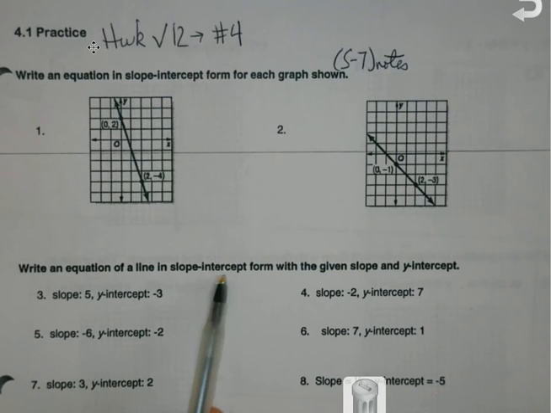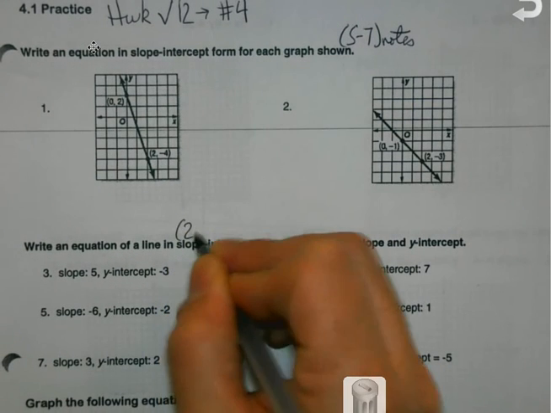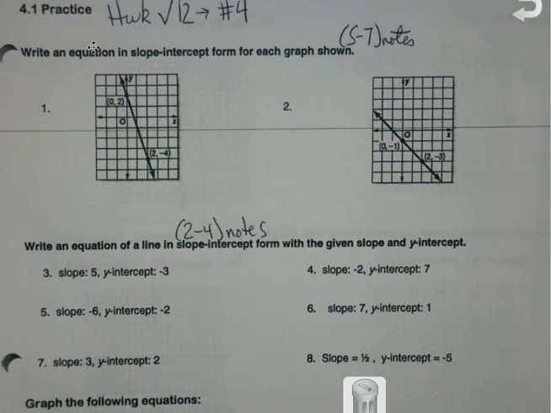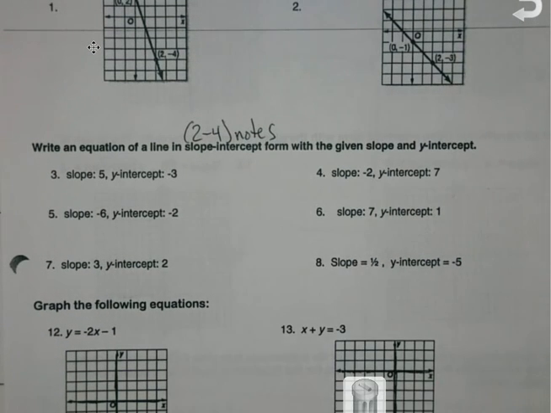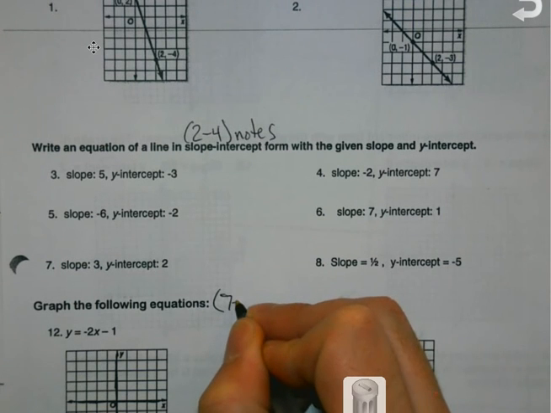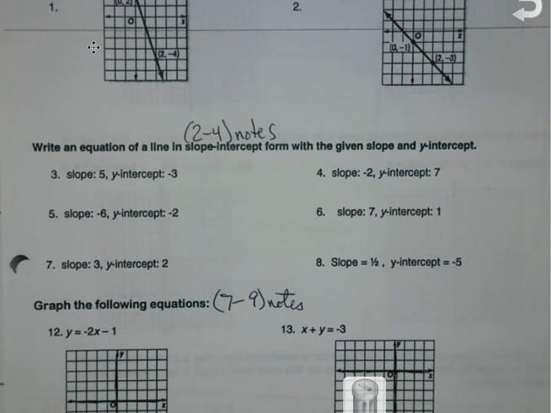Write an equation of the line in slope-intercept form. Okay, so this is like problems 2 through 4 was in the notes. You're like, oh, I got examples of all this stuff. This isn't going to be anything terrible. Graphing, we did that. Seven through 9 on the bottom there in the notes. We got some examples of that. And they look just like this, so that should be helpful.